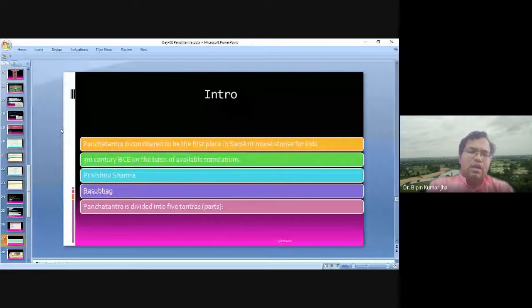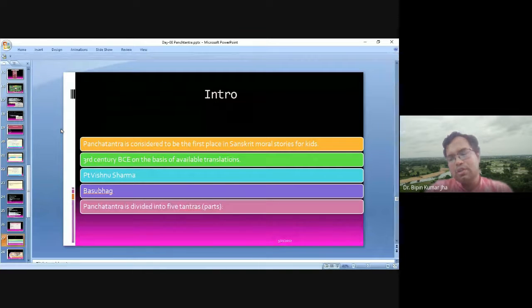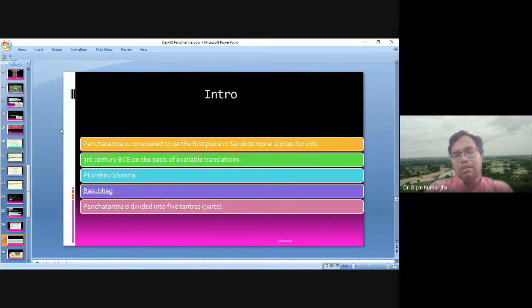And if you try to find the original origin, or the time frame of this text, it is very difficult to define. But on the basis of different commentaries and different translations, you can say that it existed. It was written before the third century BCE, and the author is Pandit Vishnu Sharma, because the name Vishnu Sharma is written within the text.